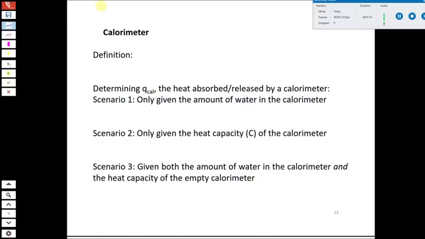So this is sort of the laboratory approach of how do we apply this Q equals MC delta T equation to teach us things about chemical substances, either their physical properties or the delta H or delta E of a chemical reaction that they're participating in. We use what's called a calorimeter, which is a device. All right. So a calorimeter is a device used to measure heat.